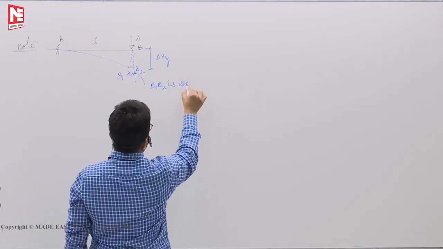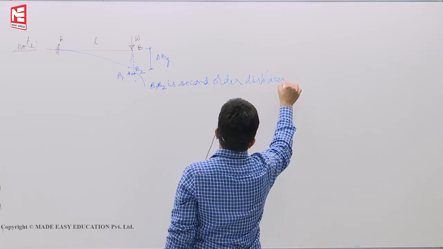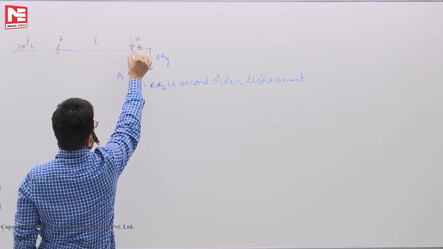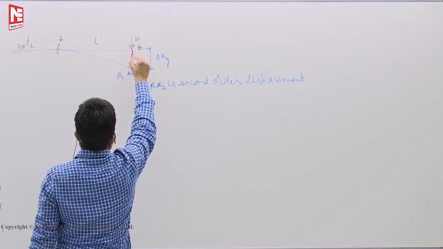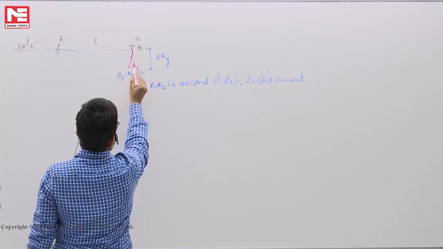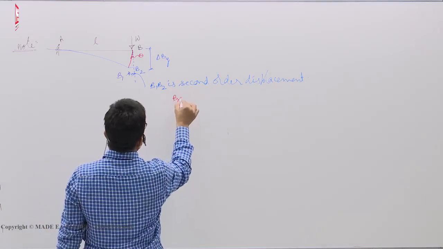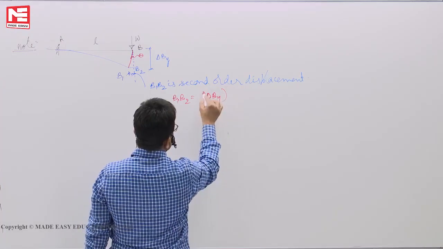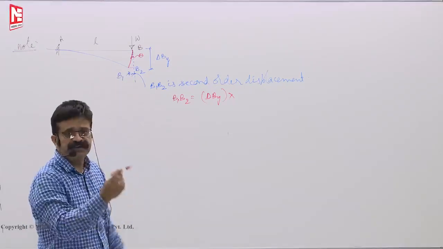It is a second order displacement. Last class also I told you about such second order displacements. Why is it a second order displacement? If I take this as a straight line, this is delta By, this is theta B, some theta you take. So B1, B2 is delta By itself, a very small quantity, 0.001 mm like that. Then theta is 0.001 radian.